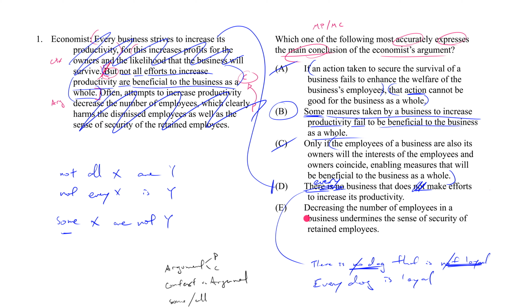But these sentences do exist. And the existence of this word "but" renders all of this first statement just context, just setup for what the economist really wants to talk about. Okay, so that's why D isn't the right answer.